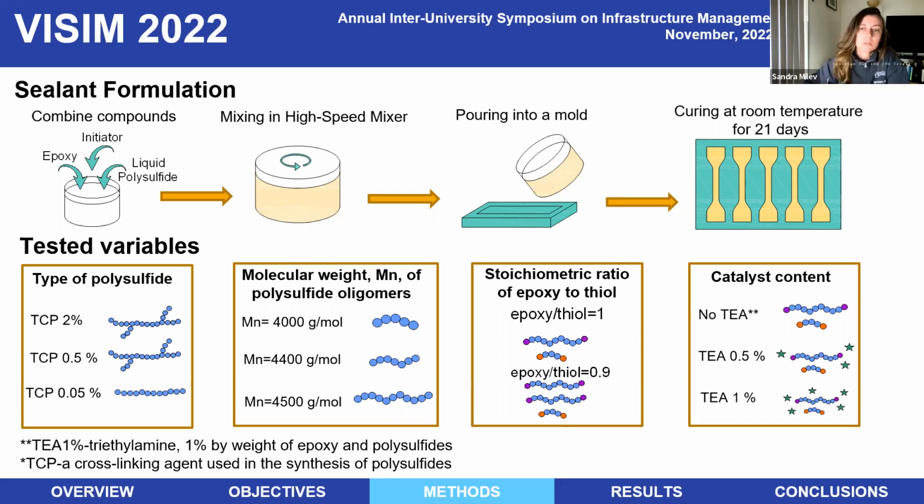Here they're labeled as TCP. If, for example, the amount of this cross-link agent is higher, then there are more branched polymer chains in the polysulfide, and that means that if there are more cross-links, then we get higher strength and actually lower extension.